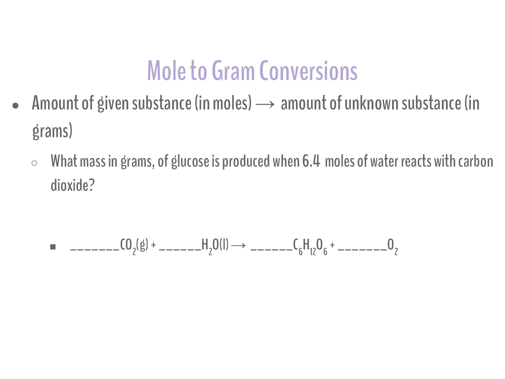Okay, so this says, what mass in grams of glucose is produced when 6.4 moles of water reacts with carbon dioxide? So we need to balance this reaction first. Okay, so let's go ahead and balance this one.